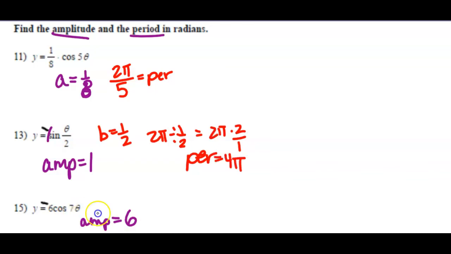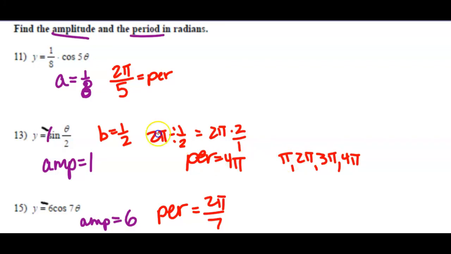And this one has a 7, that's lovely. So the period would be 2 pi over 7. Now, if you had to do quarter points, you'd have to divide all these by 4 and then keep adding them on. This is the only one that would turn out nice. The quarter points would be pi, 2 pi, 3 pi, and 4 pi. All right, I'm not going to do the quarter points on these other ones because I'm never going to give you a graph with fifths or sevenths.